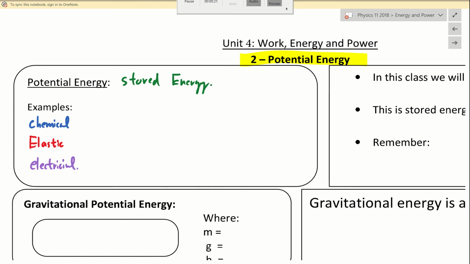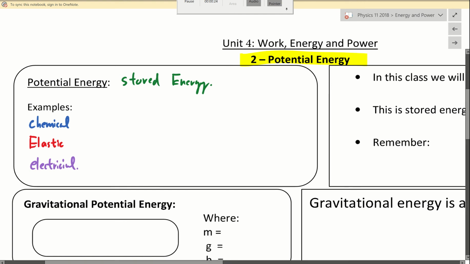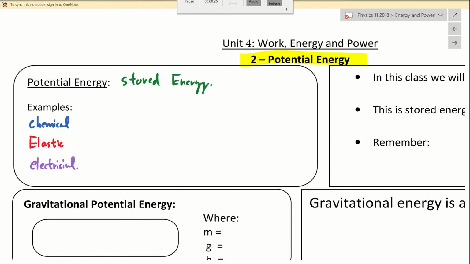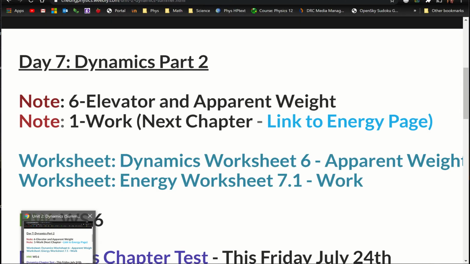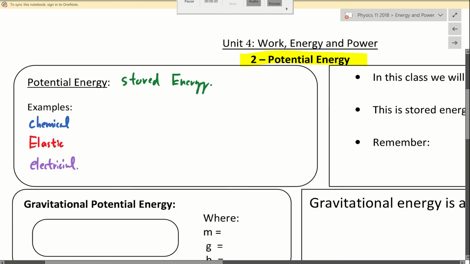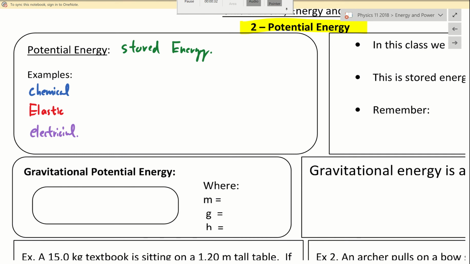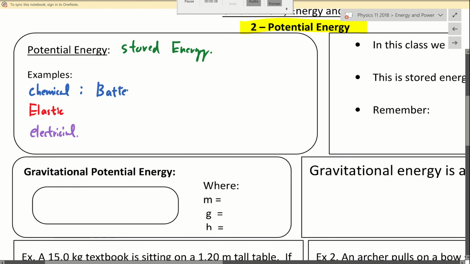Now, one way is by using chemical bonding. So for example, the energy stored in a battery is actually chemical energy. The battery has different types of metals inside and some acidic solutions, and those reactions create electricity when you have the right condition.